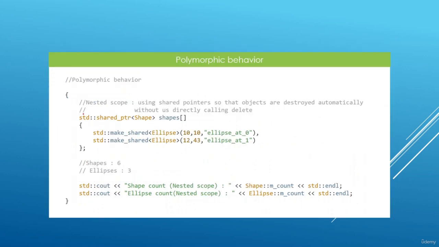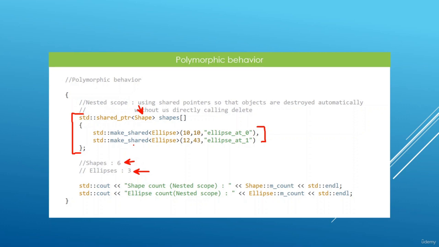Now we can also go on and create a bunch of other objects here. We are going to store them in this array, which is going to be storing shared pointers to shape, and we're going to store in derived objects. This is the syntax we can use to do this. And at the moment we do this, we're going to get 6 shapes because in total we really have 6 shapes. But 3 of those shapes are going to be ellipses, and if we try to print the ellipse count, we're going to see that we have 3 ellipses in our C++ program, and this is going to do what we want.